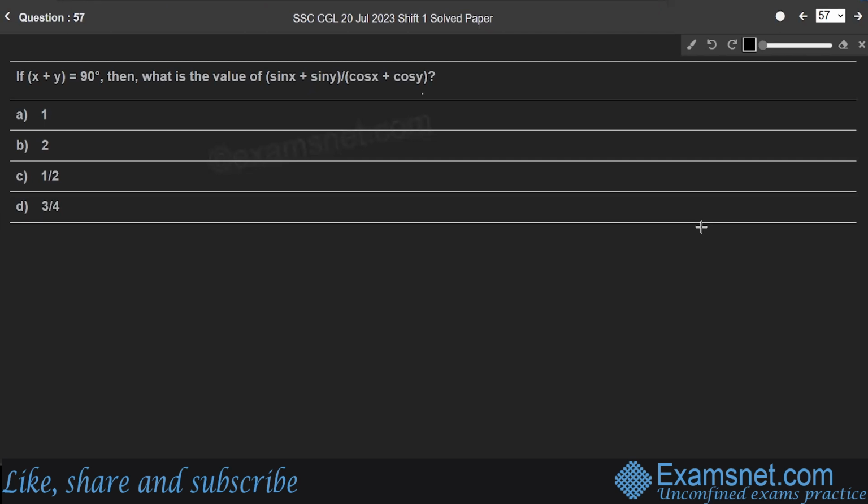Question 57. If x plus y is equal to 90 degrees, then what is the value of sin x plus sin y whole divided by cos x plus cos y? Here, students, we have two methods to solve this problem. One method is by taking x plus y is equal to 90. The simplest method is, if x plus y is equal to 90, then x is 90 minus y, and y becomes 90 minus x.